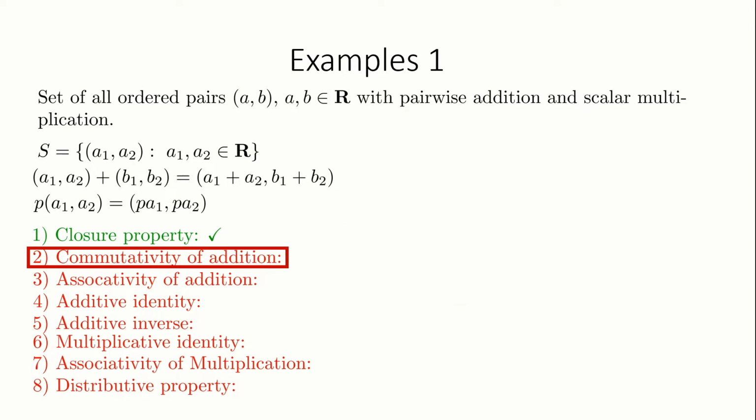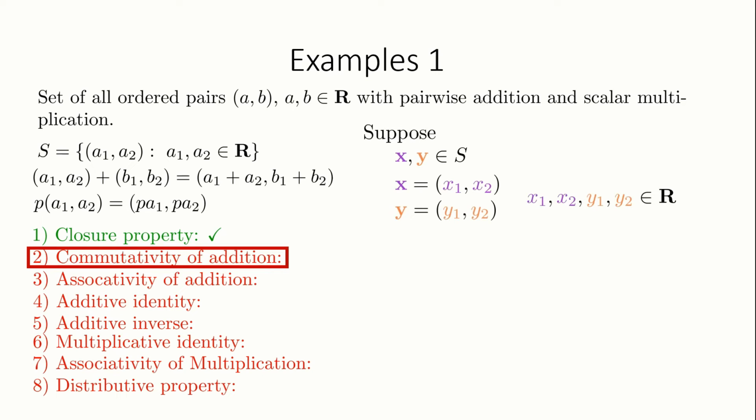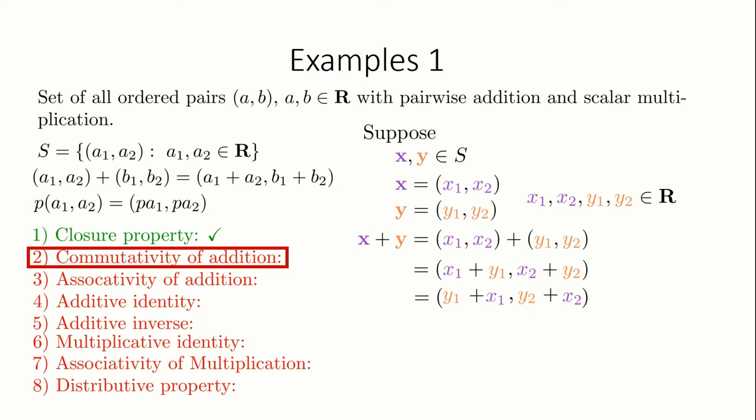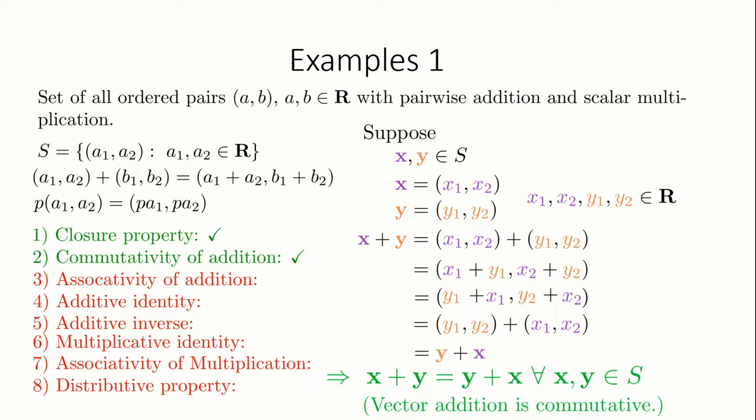We verify commutativity of vector addition. Suppose x and y are two elements of the set S. Add x and y. x1 plus y1 and x2 plus y2 are the usual additions of two real numbers, and we know that the addition for real numbers is commutative. So we can change the order of addition of x1, y1 and x2, y2. But this is equal to the ordered pair y1, y2 plus the ordered pair x1, x2, which is equal to y plus x. So the vector addition is commutative.